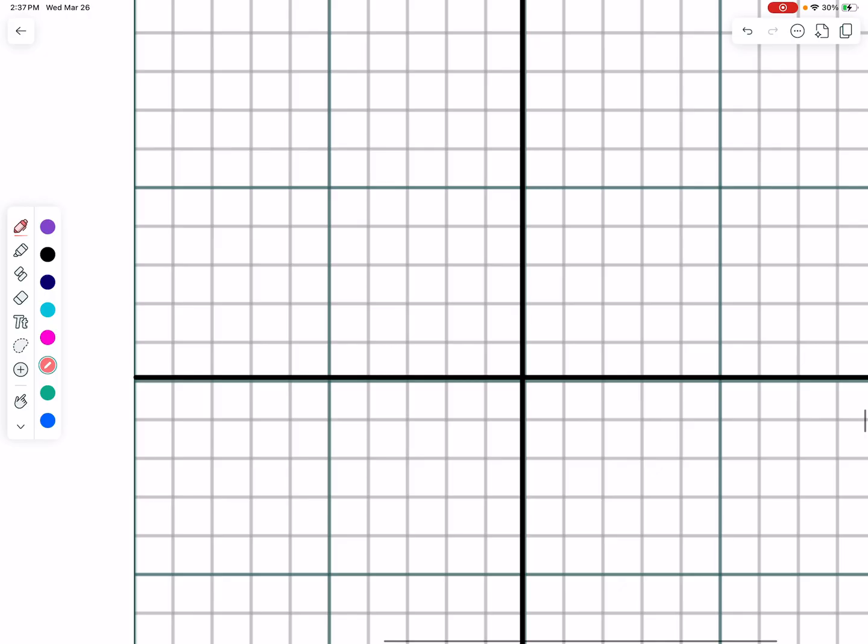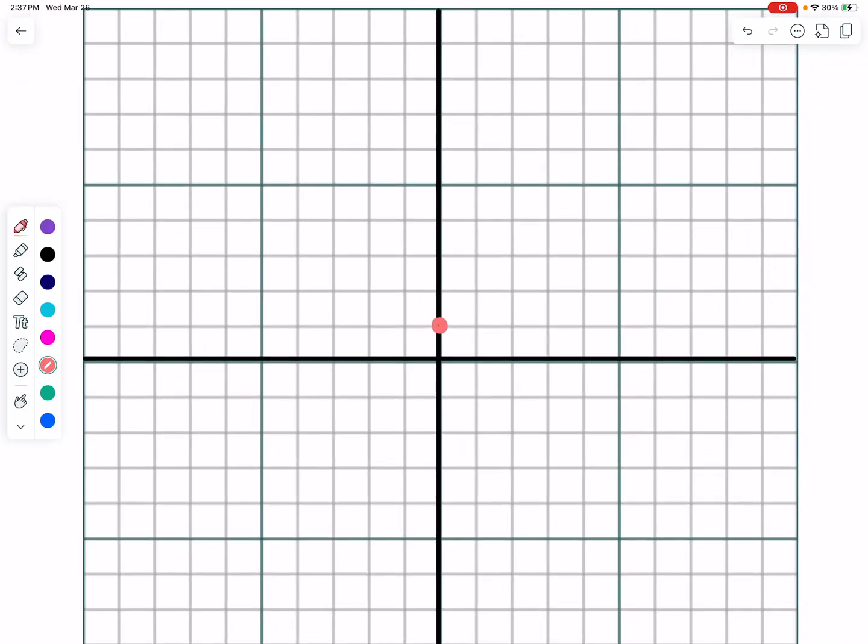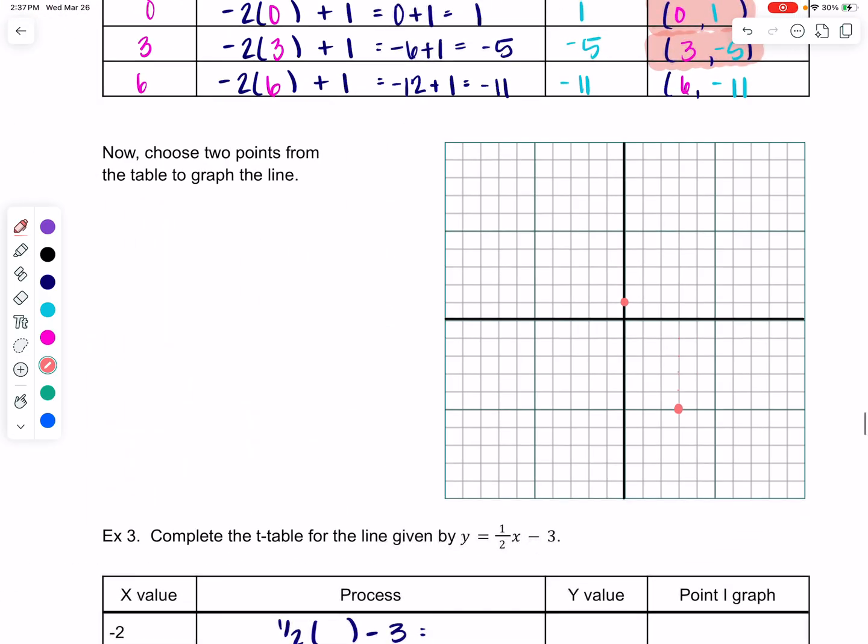0, 1, so 0 on the x, 1 on the y, and 3 on the x, 1, 2, 3, 4, -5 on the y, and then we attempt to connect them with a straight line. And if you don't get it right through the middle, it's okay. So there's a line.